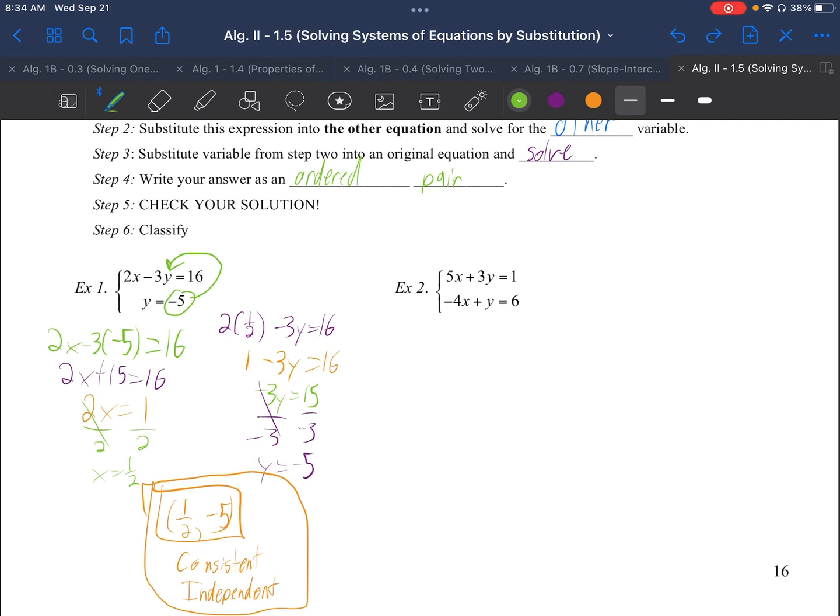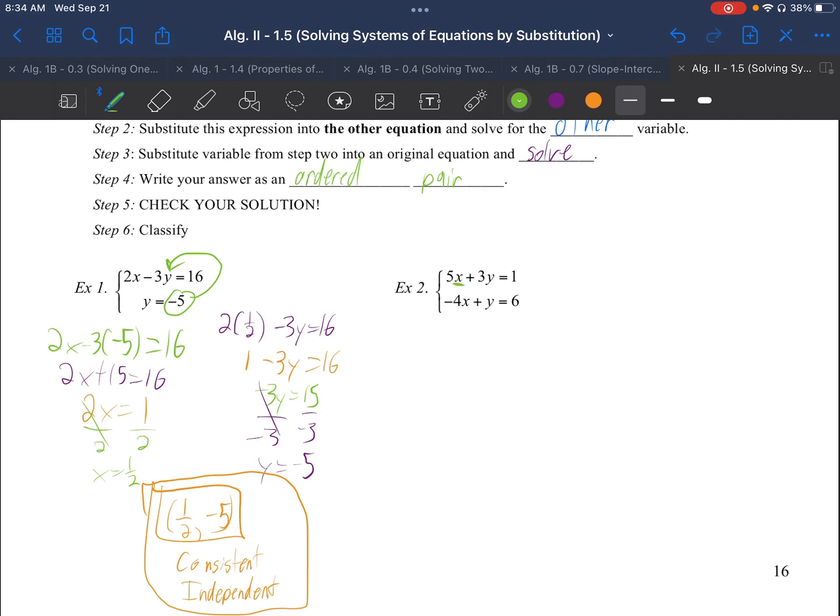Example 2: 5x plus 3y is equal to 1, and negative 4x plus y equals 6. So this one we're not as lucky as on the first example because we don't have the variable by itself already. So we're going to have to solve for a variable first, meaning we're going to have to get it by itself. So of all of these, we're going to have to pick which one we think would be the easiest to get by itself. Now, of these 4 variables, and by 4 I mean the first x, first y, second x, second y, there is one that will be much easier than the rest of them.